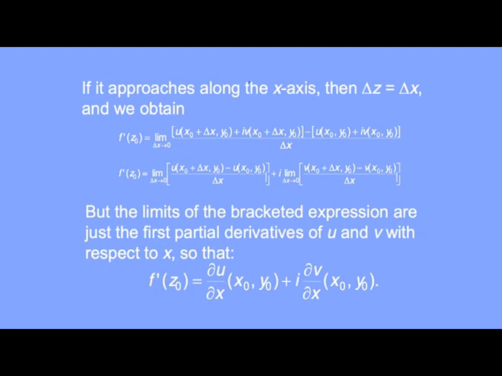So, as you all know, you can take the limit separately to the real and imaginary part. I applied the limit delta x tends to 0 to the real part and to the imaginary part. So, the limits of the bracketed expression are just the first partial derivatives of u and v with respect to x. So, how does your equation f dash z naught read now? It is nothing but dou u by dou x at x naught y naught plus i times dou v by dou x at x naught y naught.